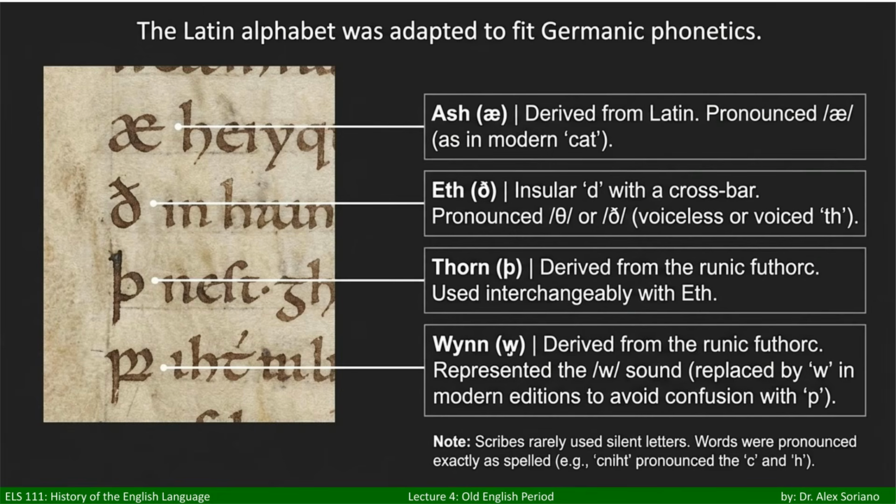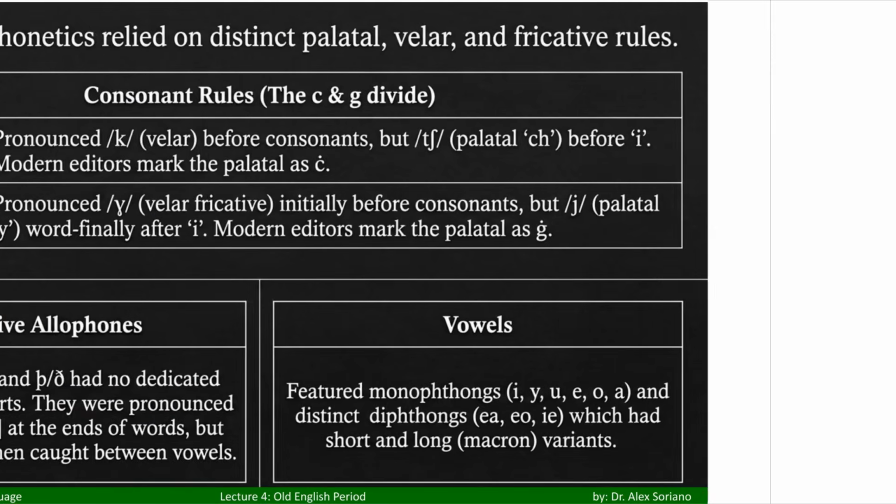One more valuable note, scribes rarely wrote silent letters. If a letter appeared on the page, it was pronounced. The word cniht, ancestor of knight from our last lecture, genuinely pronounced both the C and the H. Old English spelling, unlike modern English spelling, was largely phonetic.